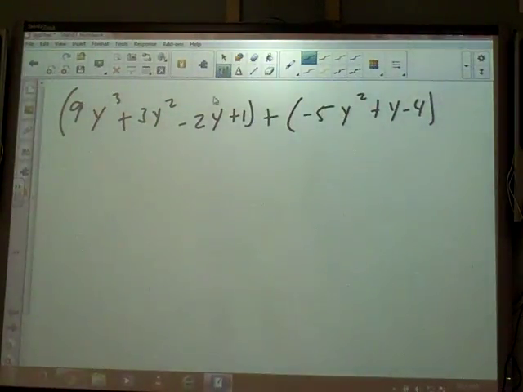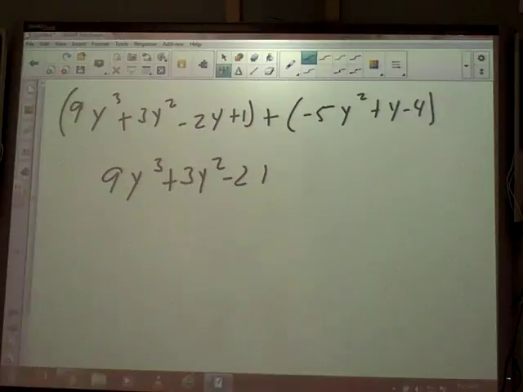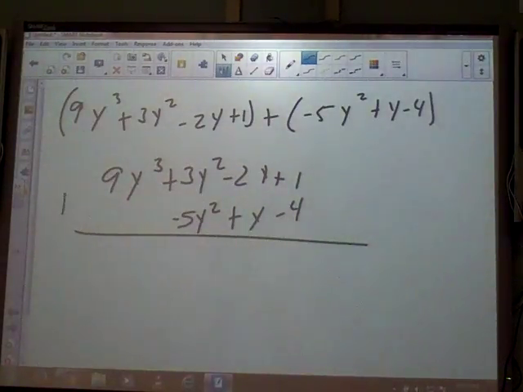So I'm going to take the first one and write it again because I'm going to write it on top. 9y cubed plus 3y squared minus 2y plus 1. Now I'm going to add that to this one, so it's going to go underneath it, underneath its like term. It starts off with a negative 5y squared, so I'll put it underneath the y squared, plus y, so I'll put it under the y, minus 4, so I'll put that under the constant. Now we're just adding this way.